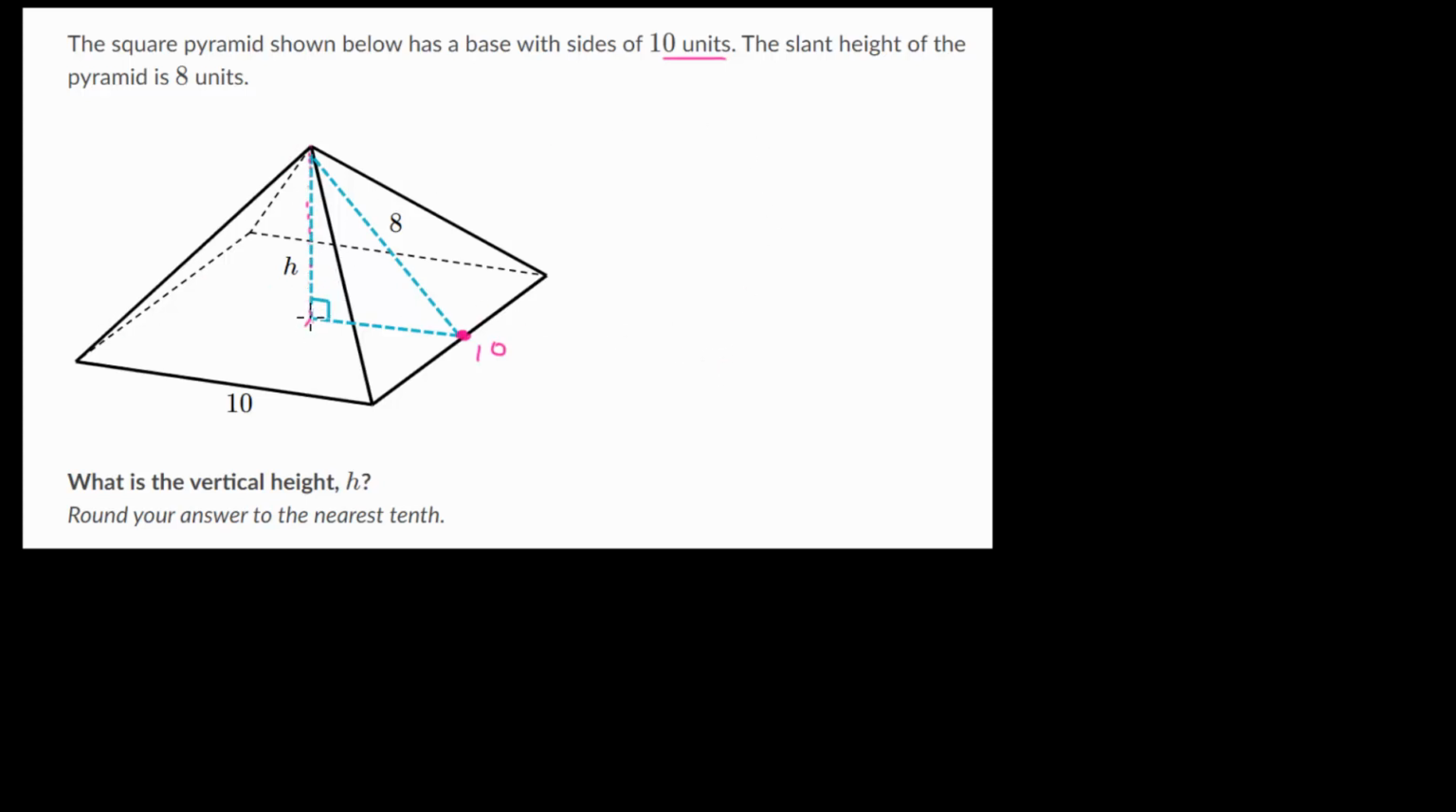And if we wanted, we can even draw another line out there. But the main idea is that if we drew a line to the other side of the pyramid, then this entire line across is going to be length 10. So that means that each of these would be length 5, because this vertical line here is going to split it right in half. So we now have this right triangle, and let me redraw this.